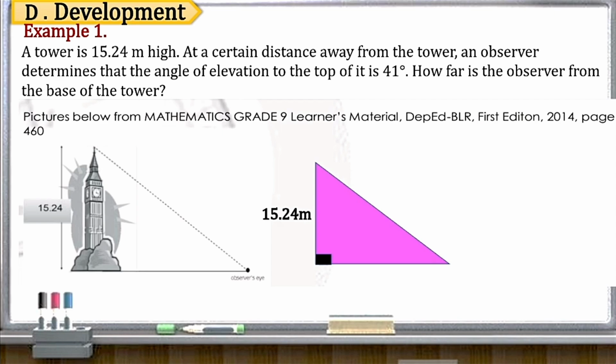At para hindi kayo class malito kung saan natin ilalagay ang 41 degree, tignan lang natin kung nasaan ang observer. So, nandito class sa baba yung ating observer. So, ibig sabihin, dito natin ilalagay yung 41 degree.